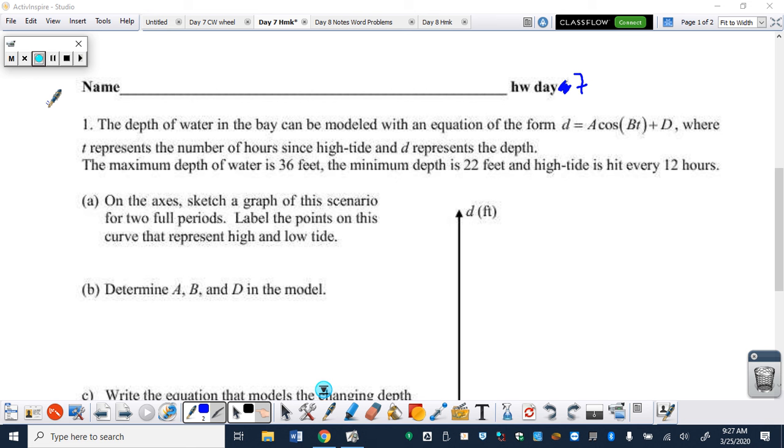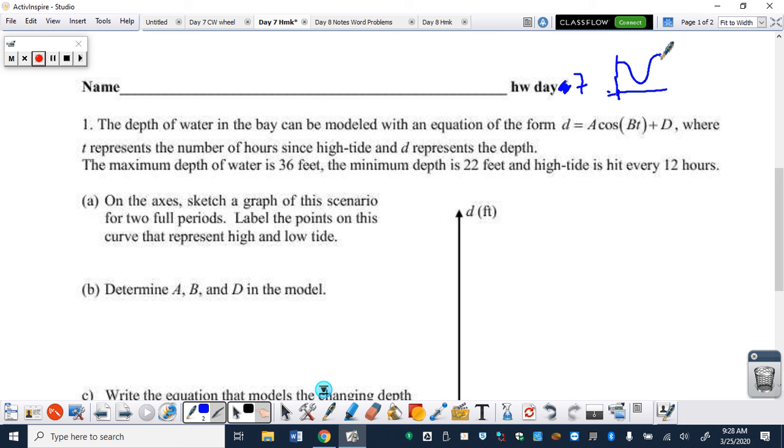Okay. The depth of the water in the bay can be modeled with an equation in the form d is equal to a cosine bt plus d. Automatically, we already know it's a cosine curve, so that means that when we sketch it, it's going to look like this because of the cosine curve, where t represents the number of hours since high tide and d represents the depth.